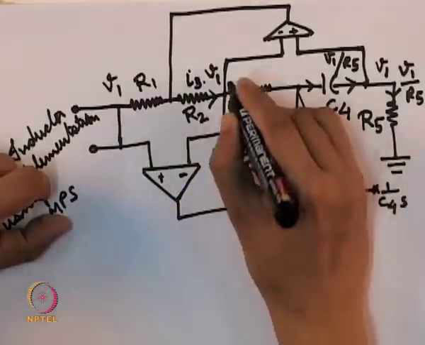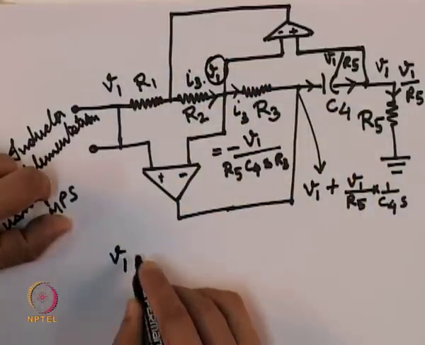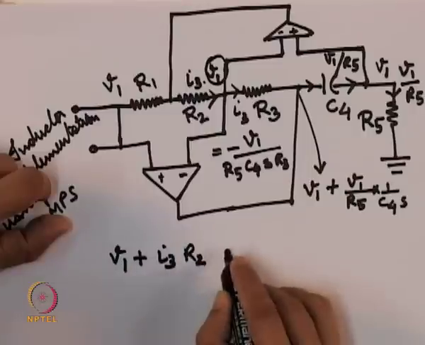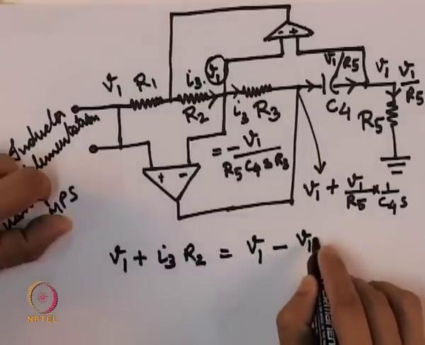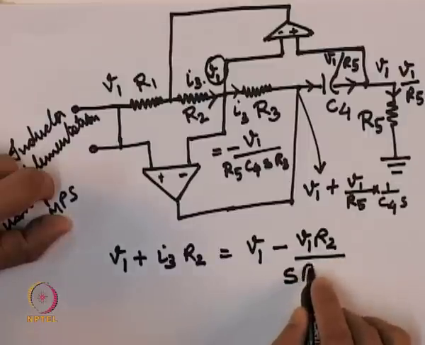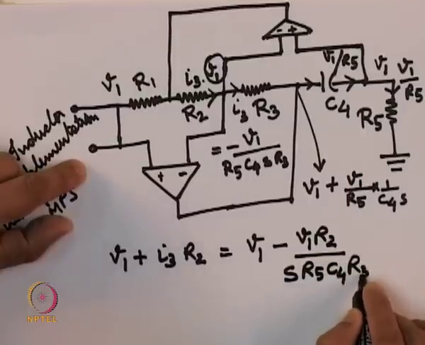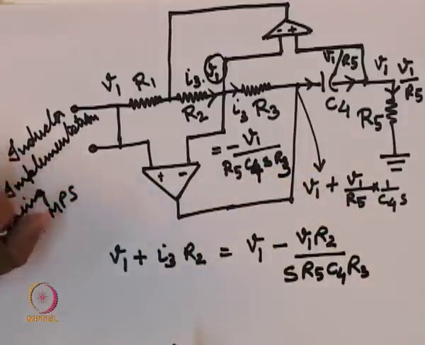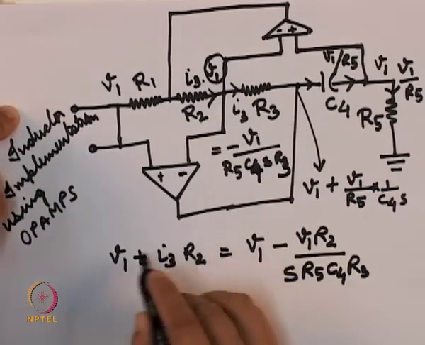So, the voltage at this point is V1 plus I3 times R2, which is equal to V1 minus V1 R2 upon S R5 C4 R3. This is R3, this is C4. Okay. So, that is the voltage at this point.